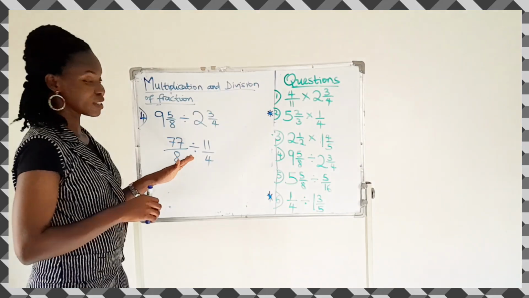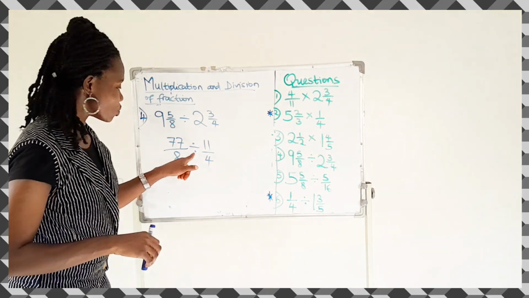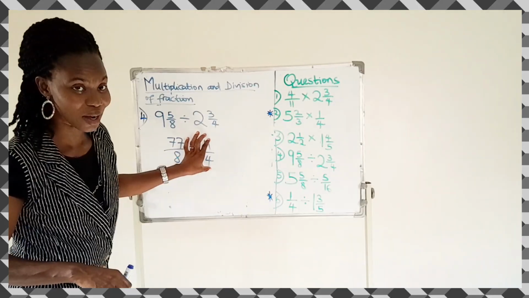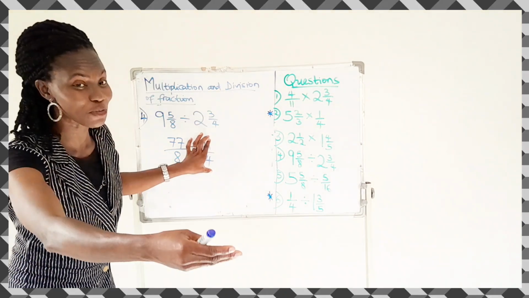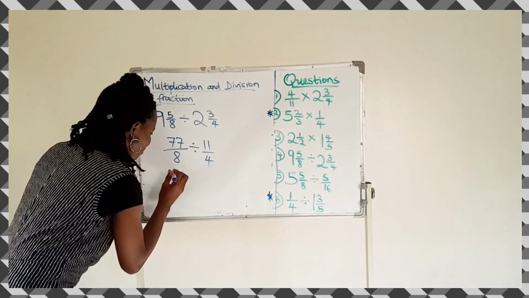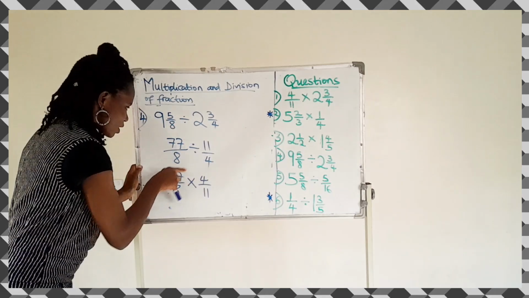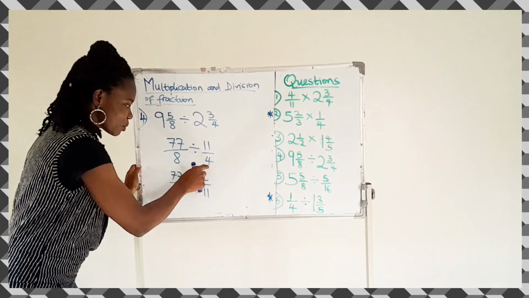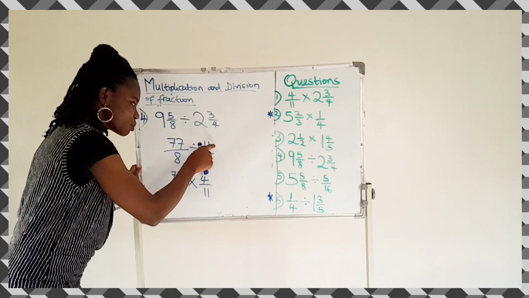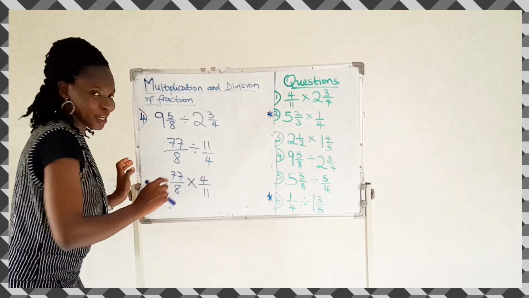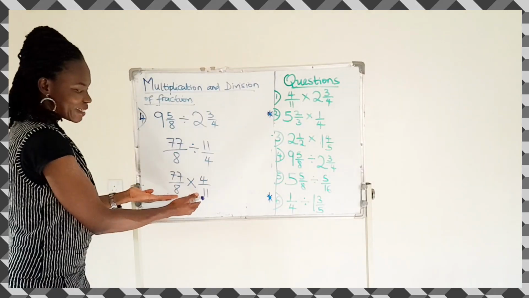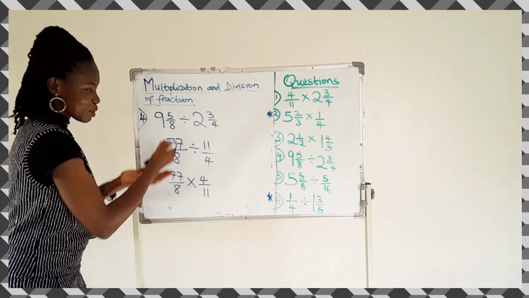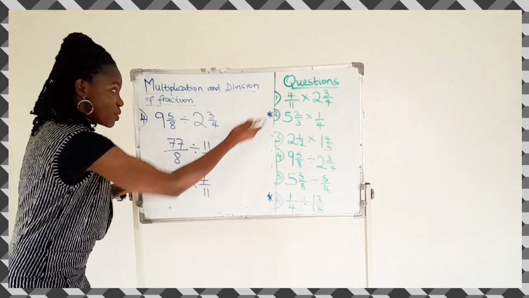Now, whenever you're dividing fractions, you change the division to multiplication and take the reciprocal or the inverse of the second fraction. So this is 77 over 8. We change the division to multiplication, then we take the inverse or the reciprocal, we make the denominator the numerator and the numerator the denominator. So 4 over 11. Is that understood? So if you look at this now, it is looking like what we did before. We need the knowledge of that to be able to solve this one.